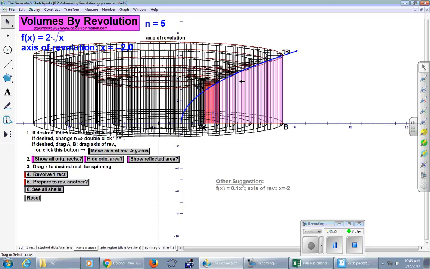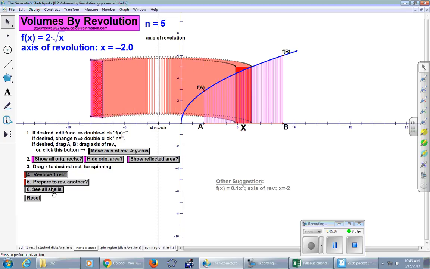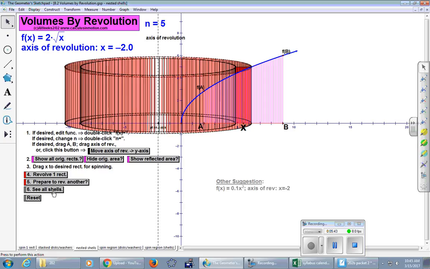So the question is, how do we calculate the volume of one of these cylindrical shells? Now, in reality, if we want the exact volume of that thing, we're going to do the volume of the outer cylinder minus the volume of the inner cylinder. That's not what we want. We want to approximate the volume. We're imagining that this thing is really, really thin, right?